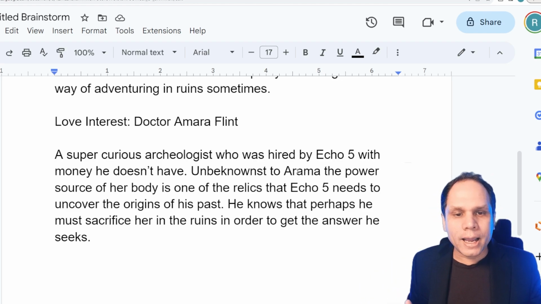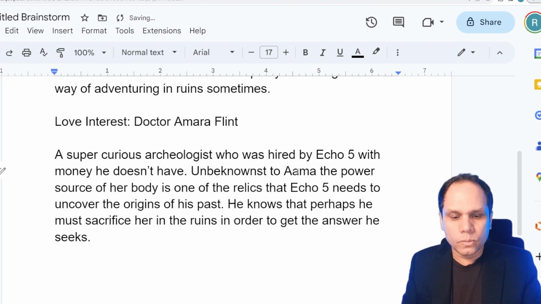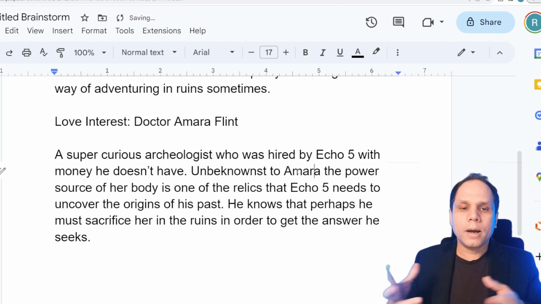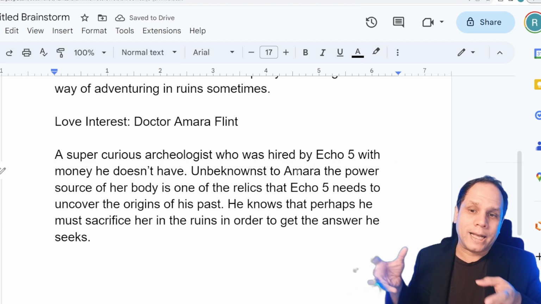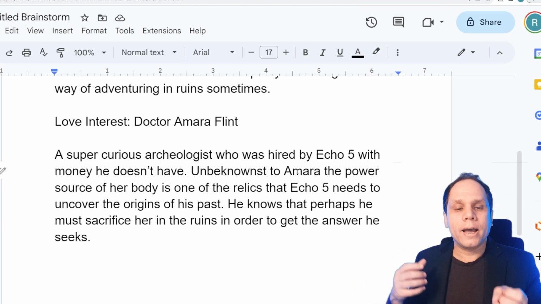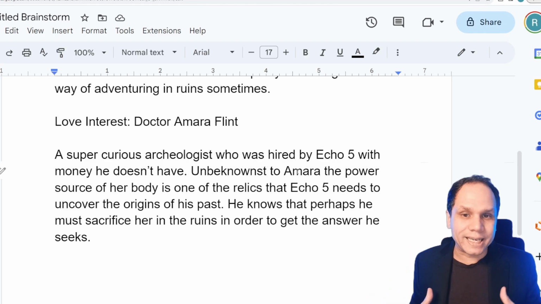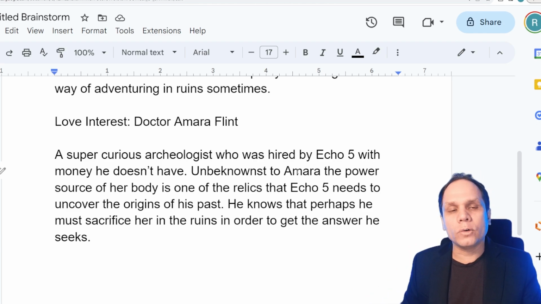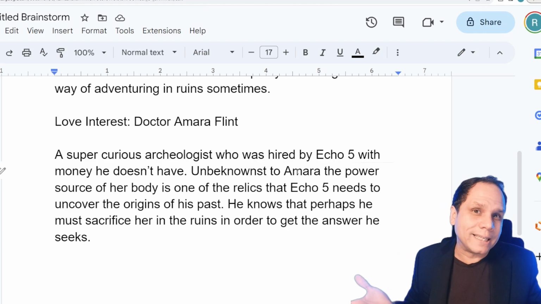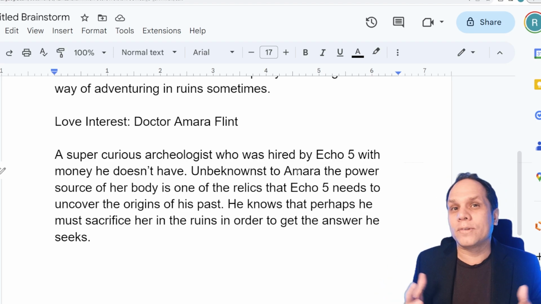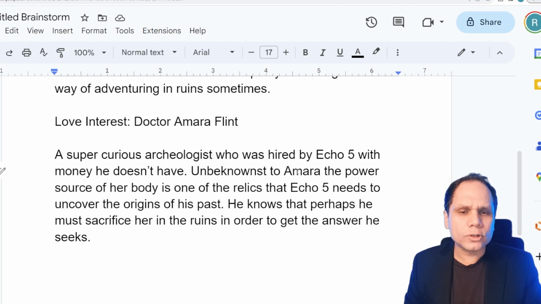So you can see I basically created some different ideas here that were my own, particularly a plot twist where maybe he has to sacrifice Amara for her power source in order to get his answers. This part of the story, maybe we don't know if he has it in him or not. What kind of guy is he really? And so this will be kind of fun.